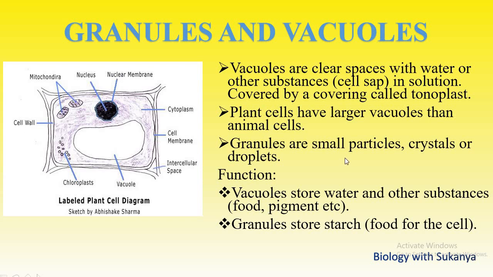Plant cells have larger vacuoles than animal cells. Animal cells mostly do not contain vacuoles. Even if they do, they will be very small and temporary. Whereas in plant cells, the vacuoles are very large, and every plant cell will have at least one vacuole. Granules are small particles which may be crystals or droplets. Function: vacuoles store water and other substances like food, pigment, etc. Granules store starch, which serves as the food for the cell.